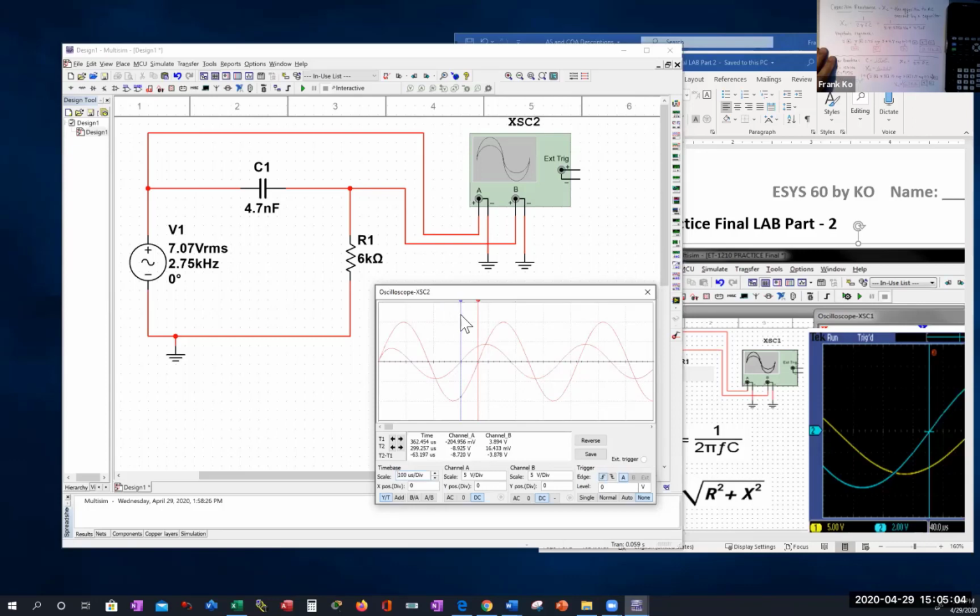I can also achieve that difference if I do this. Let me move this cursor over to here.